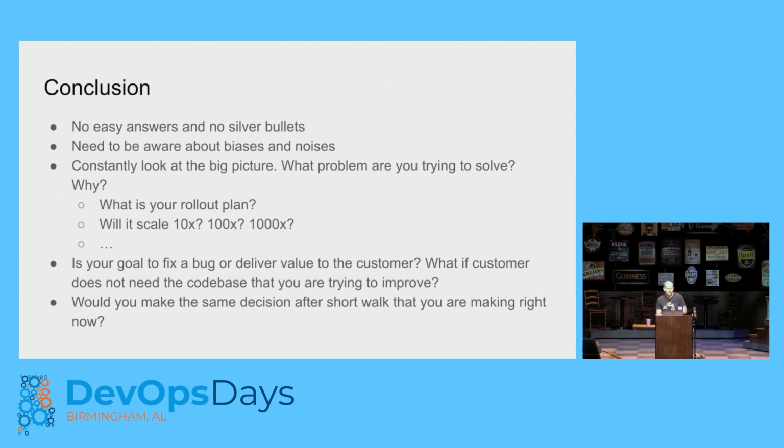So my final conclusion is, knowing the answer, like I said, I'm not going to tell you how to solve all those problems. You just need to be aware of the biases and noises that happen. Try to constantly look at the big picture. What problem am I trying to solve? Why? Will it scale? What's the rollout? And so on. And don't forget that your goal is not to write code. Your goal is to deliver value to the customer. And would you make the same decision after a short break versus the decision that you're making right now?